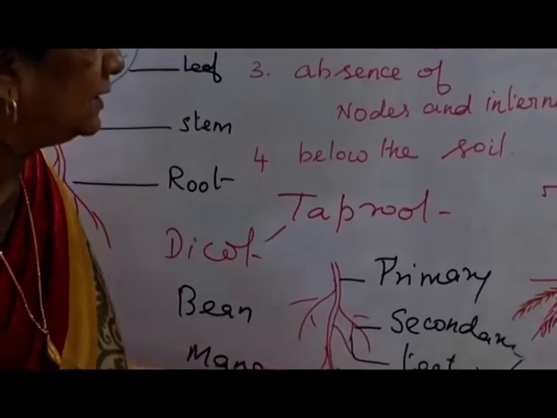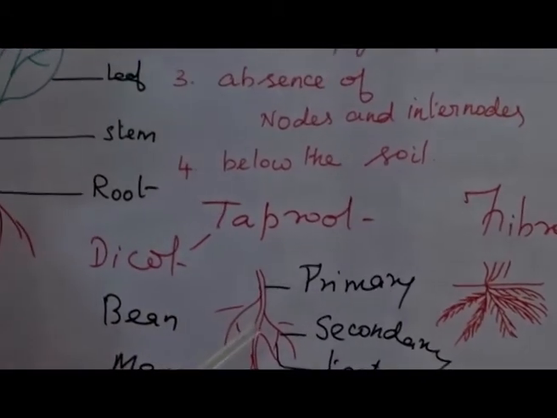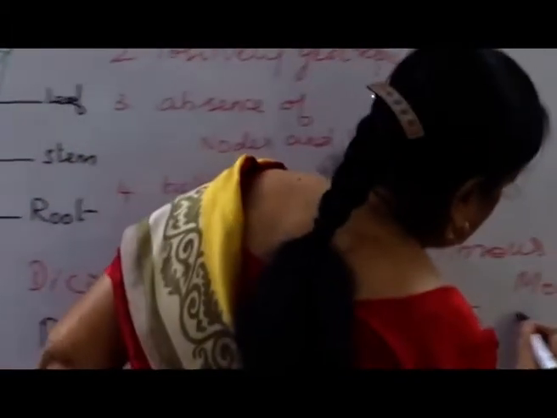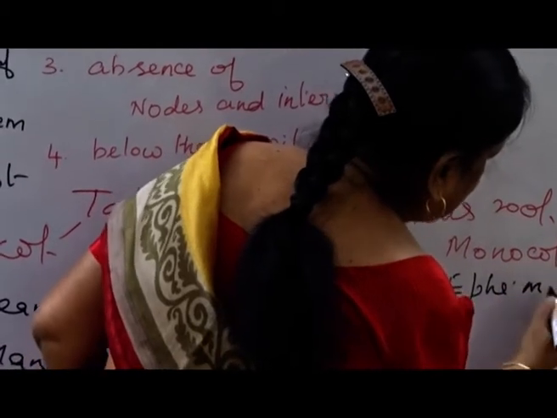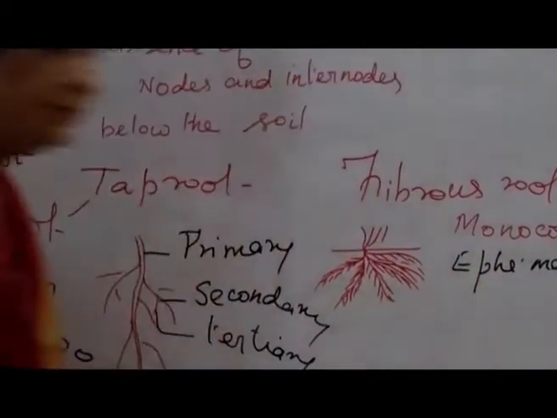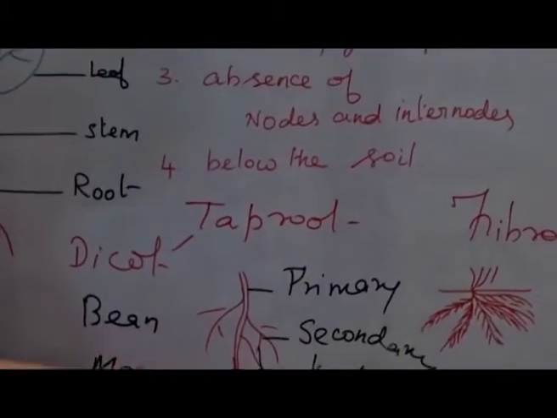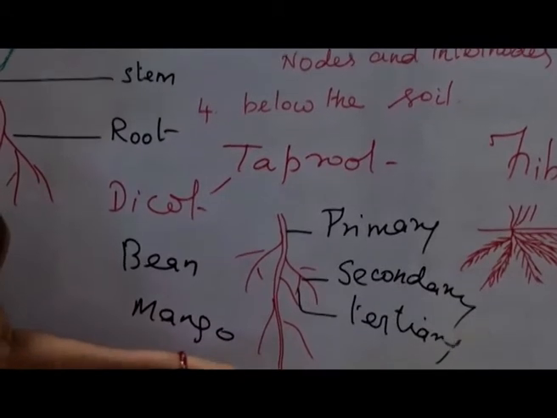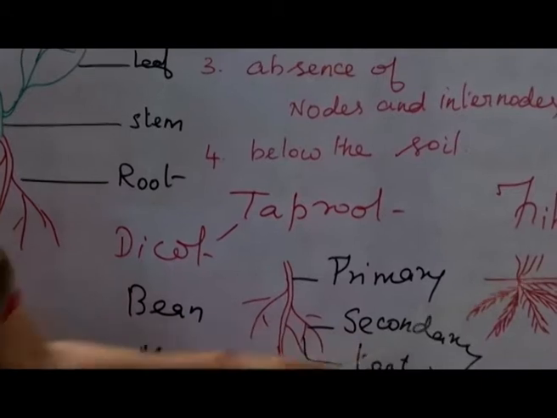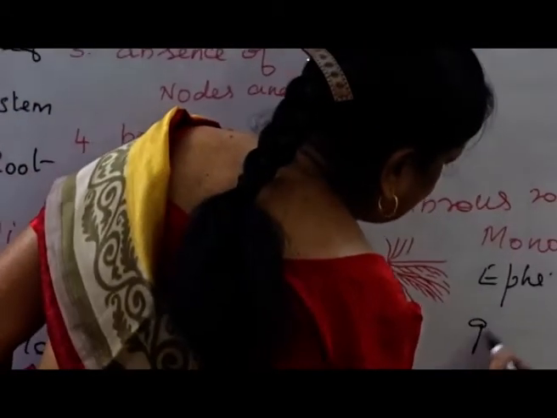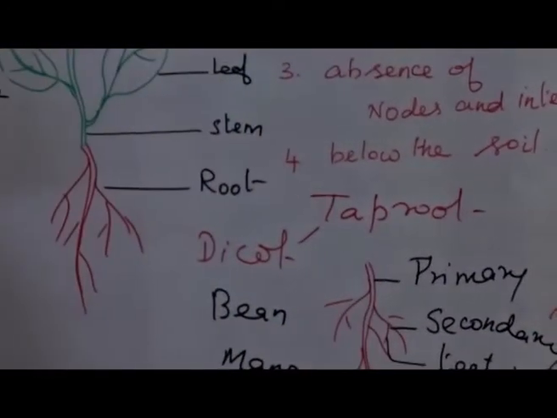Whereas the fibrous root system arises from the base of the stem, giving a cluster of roots. Actually it has a primary root, but it is short-lived. That short-lived primary root is ephemeral in nature, from which arises a cluster of fibrous roots. And it is characteristic of the monocot plant. Example, grass. This is about the types of root system.